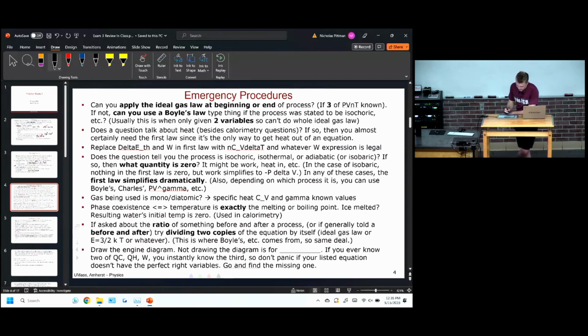Another good one, and I'll put a star on this one, is that when people write out the first law, they often freeze up and forget that they can replace delta E thermal with NCV delta T. That's always a good first step. It's sort of like if you have a kinetic energy problem in physics 1 and you refuse to replace KE with 1/2 mv squared, you're probably not going to go anywhere. This is like a good first step. What should you replace in the first law?